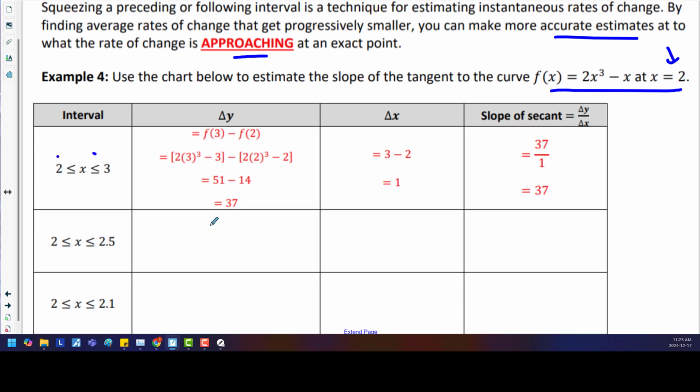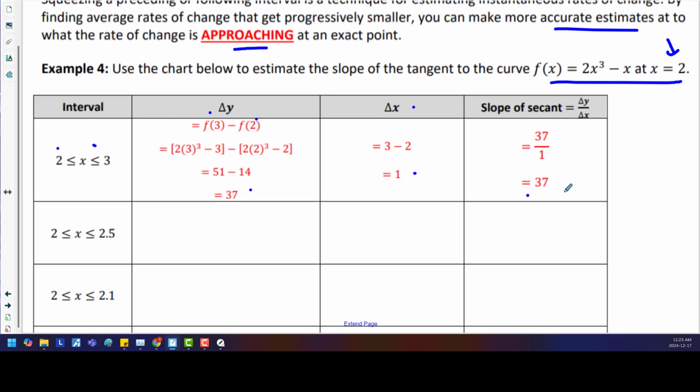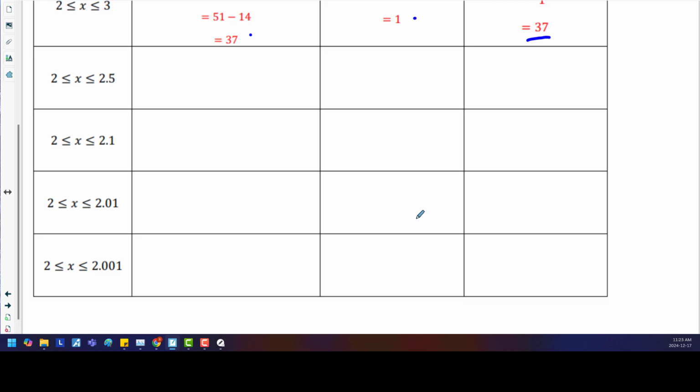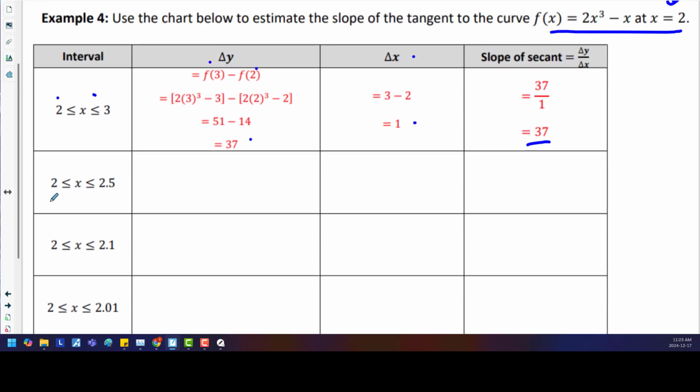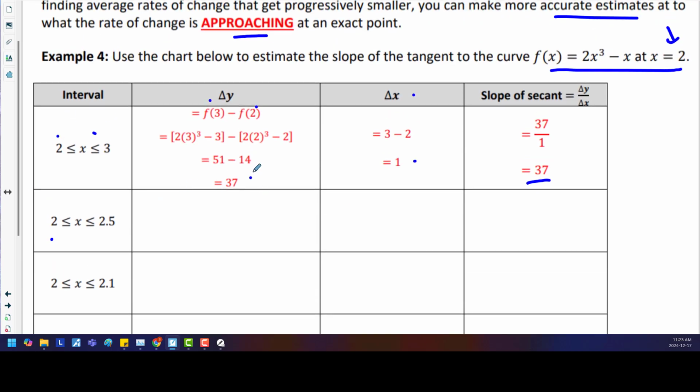So the first interval is between 2 and 3. So plug in 3, plug in 2, find your y value, subtract them, take your x value, subtract them, and then you divide your difference in y over difference in x. So we get 37 for the first one. For the next one, remember, since 2 was already done, we know it's going to be minus 14, because we already know when we substitute 2 into the equation, we get 14.